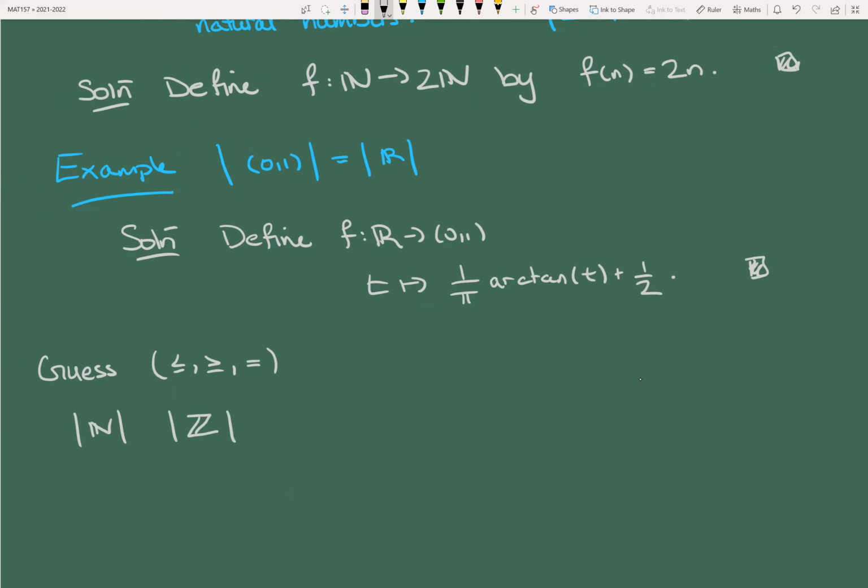Okay, so does everyone know what N and Z are? N are the positive whole numbers, right? 1, 2, 3, 4, 5, 6, and so on. And the integers are all the whole numbers, right? So negative numbers, 0, and positive numbers. Okay, sweet, yeah, all right. Those are equal, okay? See if you can prove it.